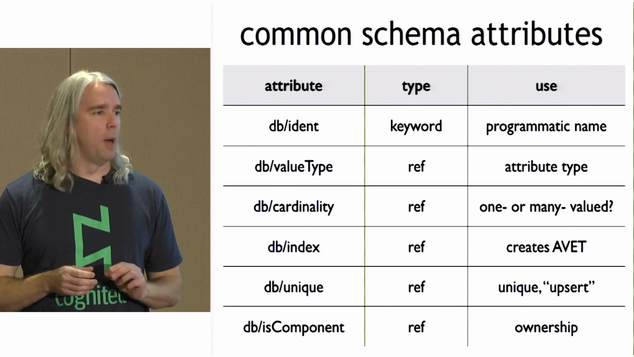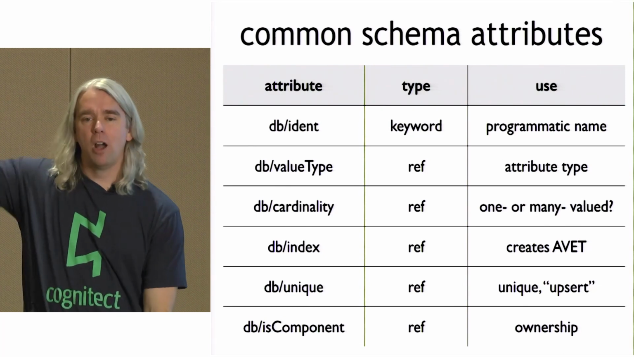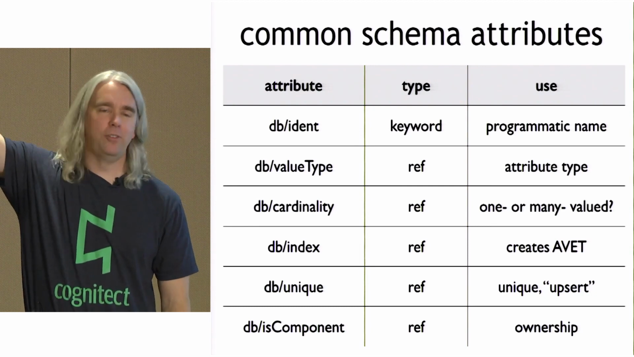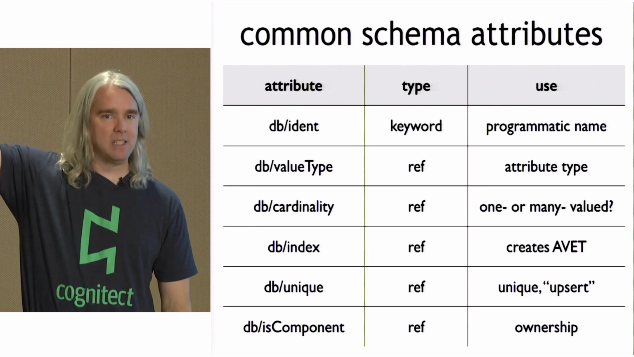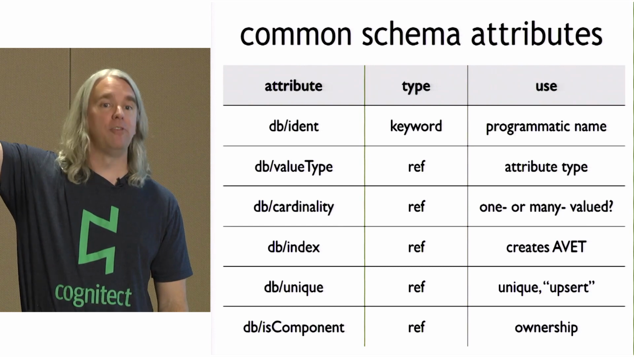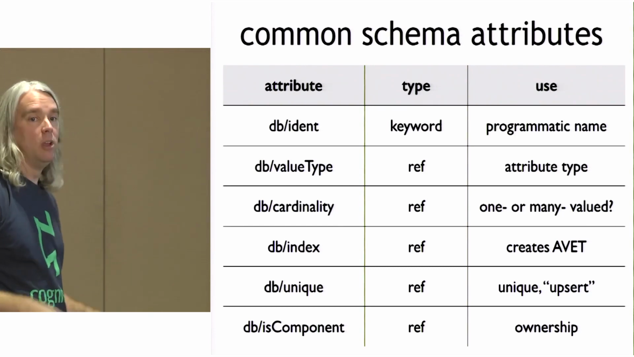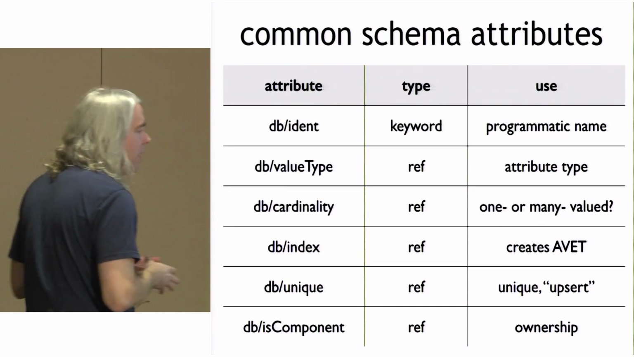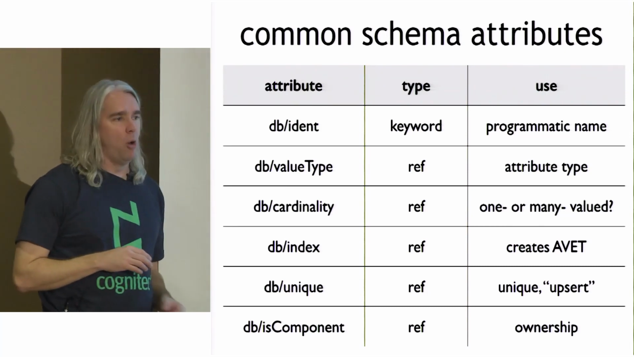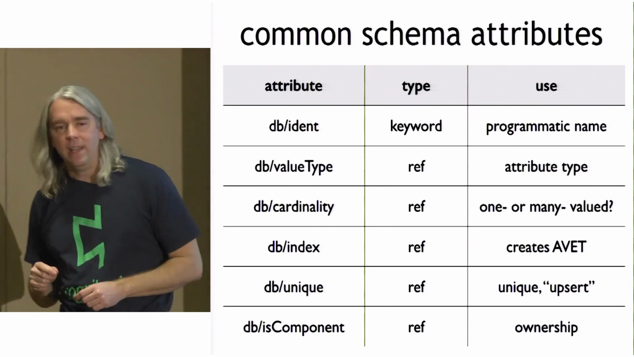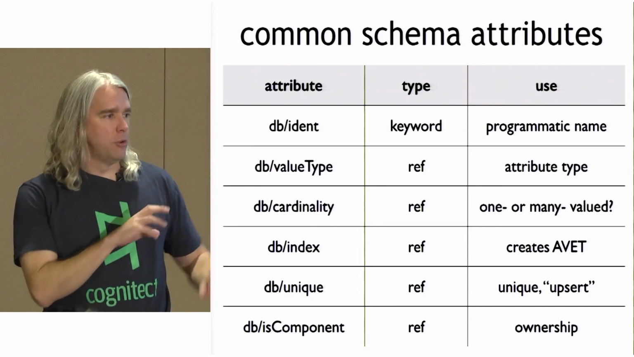And so people call that upsert in some systems, right? I want to talk about the person whose key is this social security number. If they're already in the database, add facts to that thing that's already in the database. If not, make it. And so you'll almost always use db/unique identity for some of the key attributes in your system. Finally, db/isComponent says that one entity owns another through an attribute.